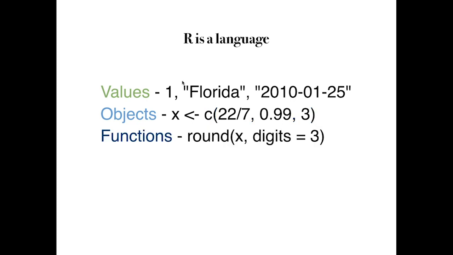All right, R also has functions. We're going to be doing a lot with functions. We'll also refer to them as verbs, so they act on objects. They can also act on a value. So if we want to do something, what do you think round does? It's a function.